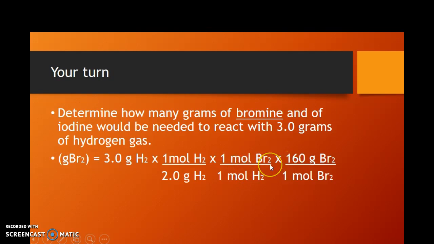And then finally, we want to know grams of bromine. So we look at the table, multiply the molar mass of bromine by 2, and we get 160 grams of bromine Br2 per mole. When you do the canceling of terms, grams of hydrogen go away, moles of hydrogen go away, moles of bromine go away, and we're left with grams of bromine, 240 grams of bromine.